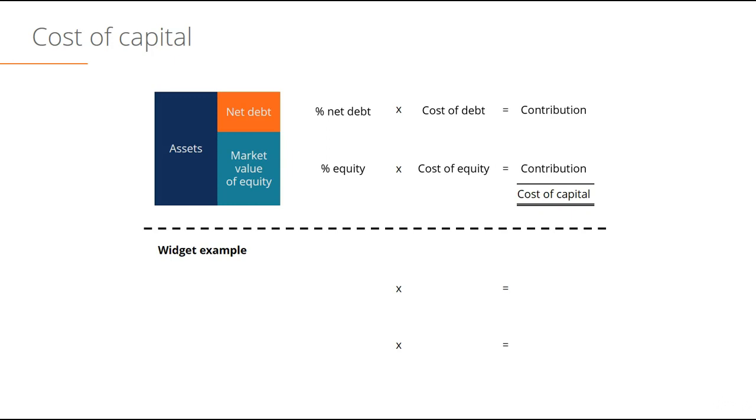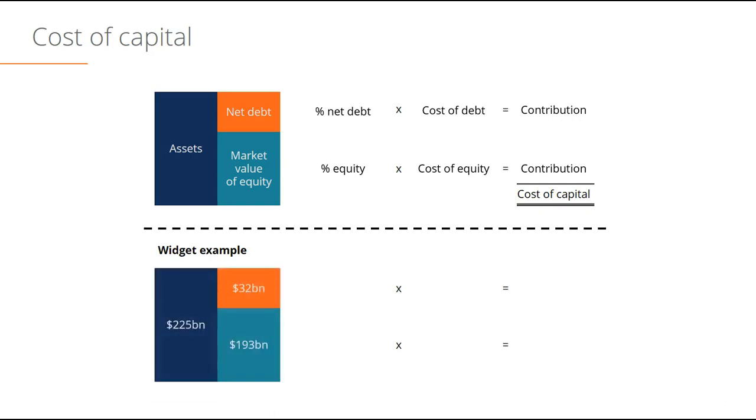Now let's use a real example with some numbers. Take a company with the following capital structure. Debt is on the top, equity is on the bottom. The proportionate weightings are 14% debt, 86% equity. The cost of debt after tax is 3.5%. The cost of equity is 9%. This company has a weighted average cost of capital of 8.2%.